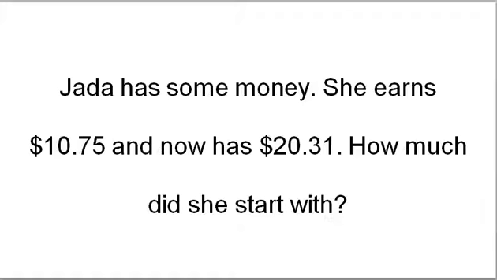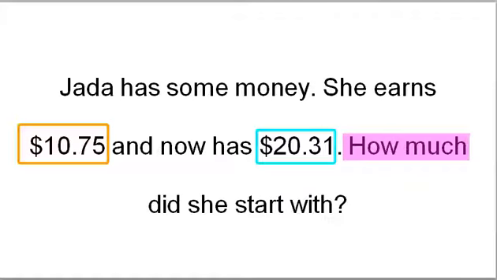All right, so Jada has some money. She earns $10.75. Now she has $20.31. And we want to know how much money she started with. Thinking back to some of the other lessons we've done this week, she already has some money, and then she earns more money, and now she has an even larger amount of money. So how much money she started with is going to be that some money that she originally had to begin with.